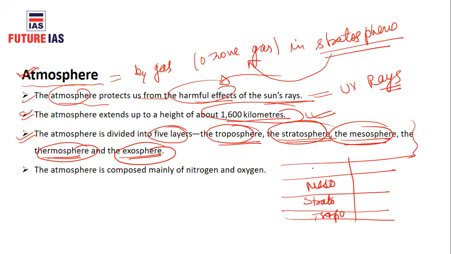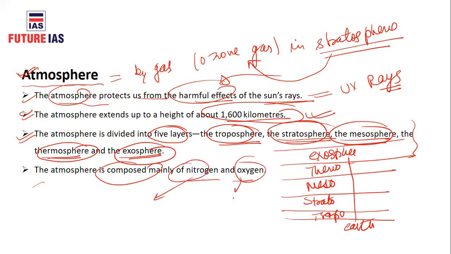The fourth layer is called the thermosphere, and the fifth layer is called the exosphere. So these are the layers of the atmosphere once you move out from the Earth's surface. The atmosphere mainly consists of nitrogen and oxygen. 21% of the composition belongs to oxygen, around 78% belongs to nitrogen, and the remaining percentage is covered by other gases.